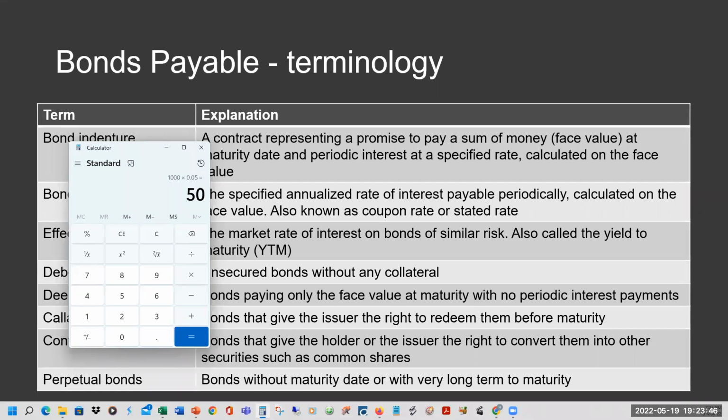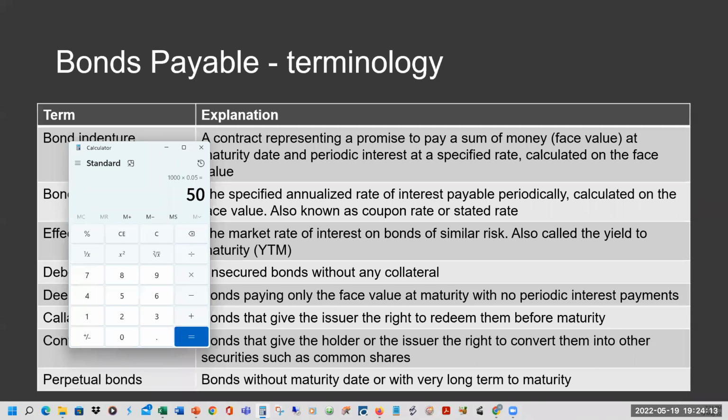you'll get your PMT. Okay. Now, if 5% is my annual rate and the bonds pay semi-annual interest, what would be the interest that is paid every interest date? So $1,000 bond, 5% coupon, semi-annual interest. What will be the interest payment every interest date?